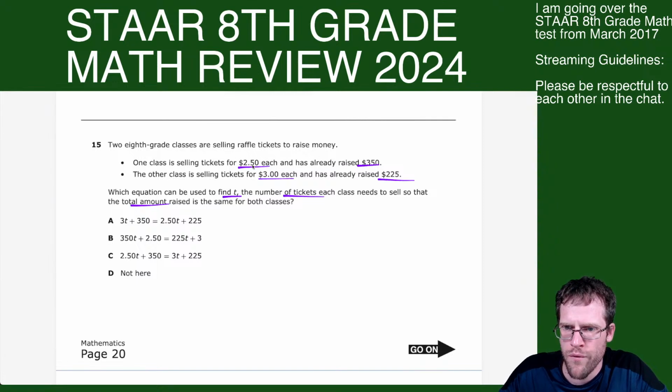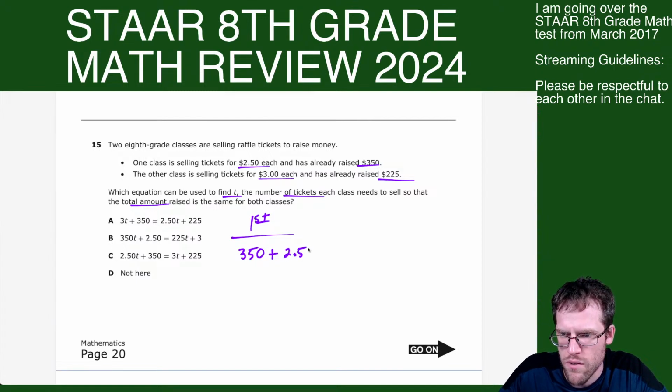So the first class has already raised $350, and they are making $2.50 for each ticket they sell. So 2.50 times T will tell us how much they make for each additional ticket sale after they have already raised this much. And the second class already raised 225, and they're making $3 a ticket, so plus 3 times T.